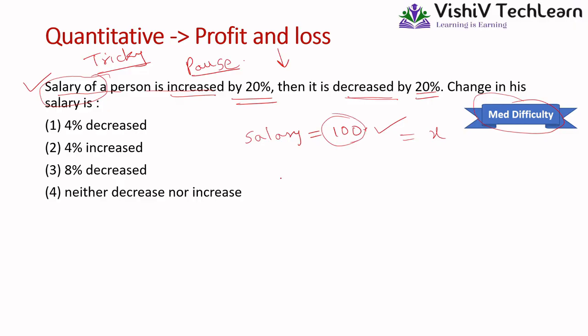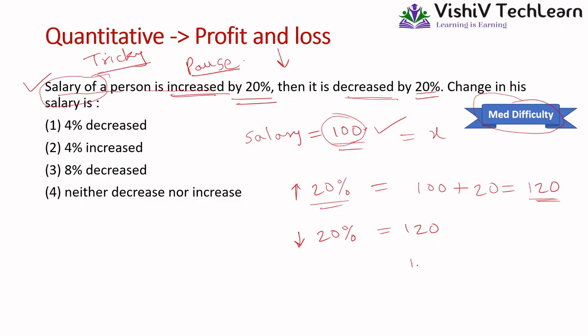The salary is 100. Now first we are increasing this salary by 20%. So 20% of 100 is how much? It will be 20. So 100 plus 20 will give 120. Correct. So after the 20% increase, the answer will be 120. Now we have to again decrease it by 20%, but decreasing on 120. So 10% of 120 will be 12. So 20% will be 2 times that, and that we can decrease. So minus 24, and this will give the answer as 96.